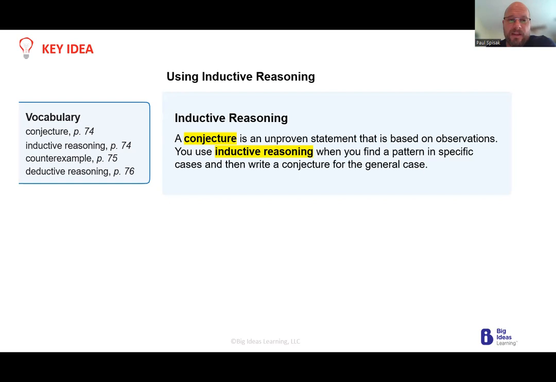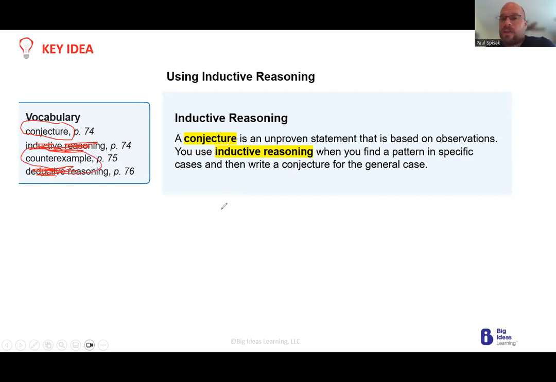counterexample. We talked a little bit about counterexample in the last lesson. So a conjecture is an unproven statement that is based on observations. You use inductive reasoning when you find a pattern in specific cases, and then write a conjecture for the general case. So again, the key word that we're focusing on here is conjecture. If you're doing it in your index cards, I didn't even put inductive reasoning and deductive reasoning on the index cards. We're just focused on conjecture and counterexample.